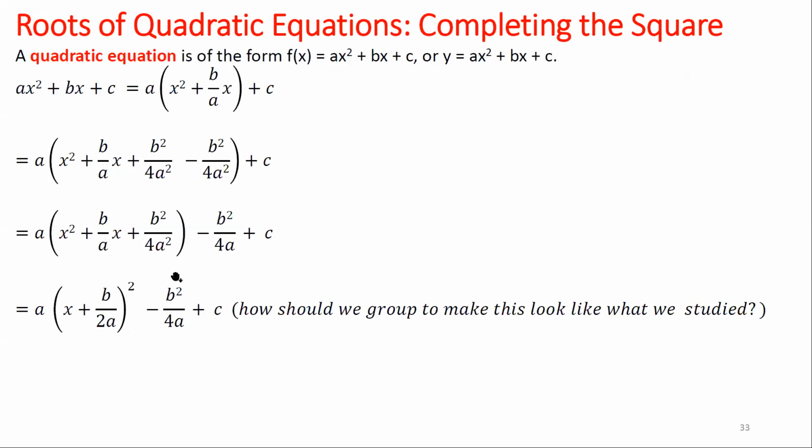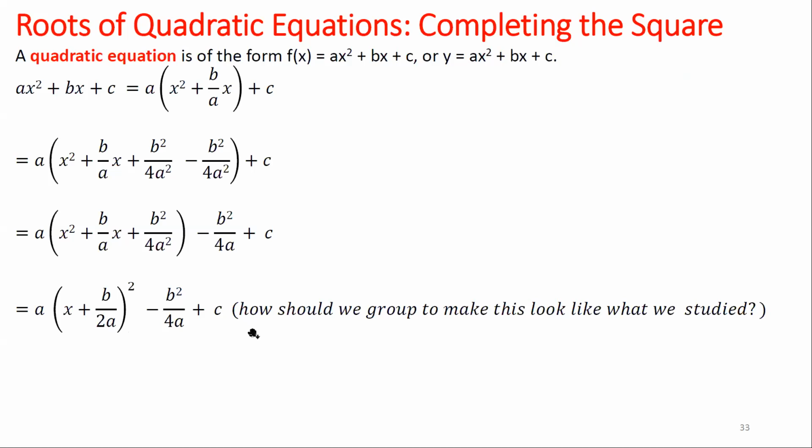Well, could we group these two together and call that a new constant? Yeah. What should we multiply c by to combine the fractions? So how would I combine these two fractions? What do I multiply c by? Negative 4a over 4a. So how would I write 1? So we always want to multiply by 1. 4a over 4a.